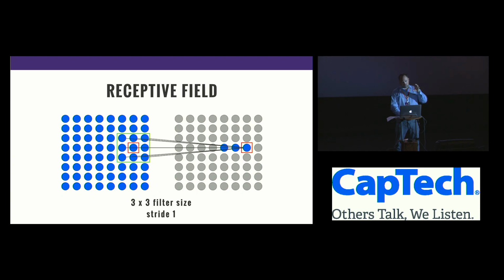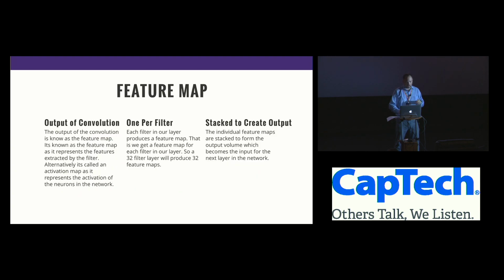Importantly, the weights that we are learning is that kernel, that convolutional kernel. And the output of a convolution, once we scan over all those pixels, is called a feature map. It's also called an activation map because it represents the activation of the neurons in that layer through the network. But importantly, it's called a feature map because it represents the features that are extracted by that convolutional filter.